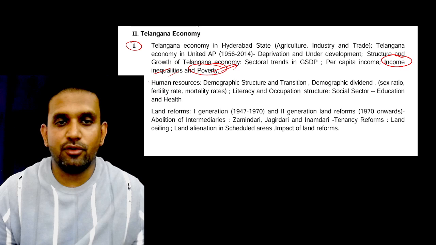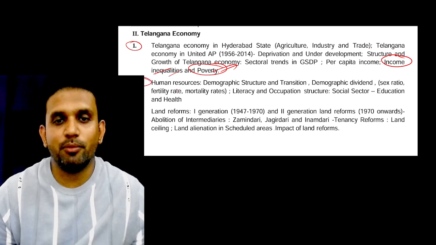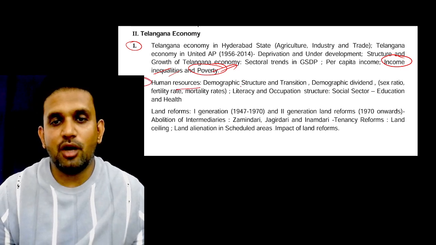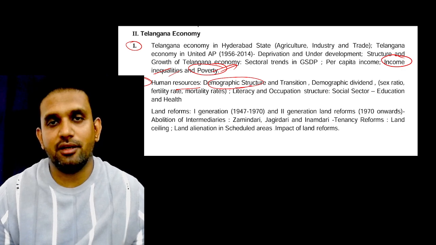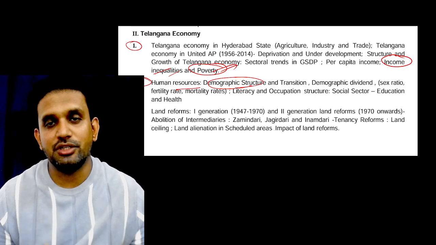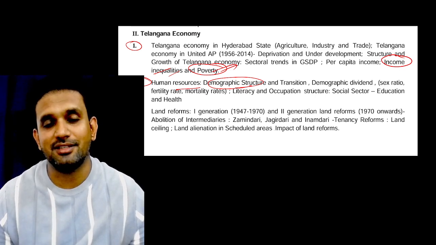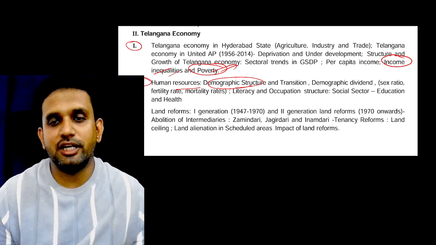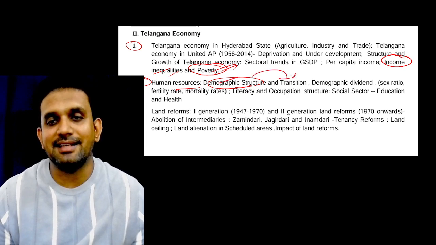Now the second unit is all about Telangana people, like human resources, like you and me. So how is the demographic structure? Means how much old population is there, how much children population is there, how much adult population is there, how much women population is there, how much male population is there, which districts are having highest female population, which districts are having lowest female population, which districts are having highest population density, etc. So and so forth.